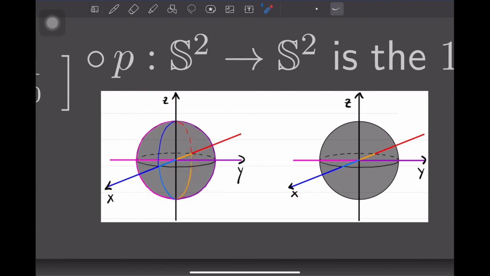Let's do one more. Let's say here. Which one do I want? I think I want this whole one traversed that way.